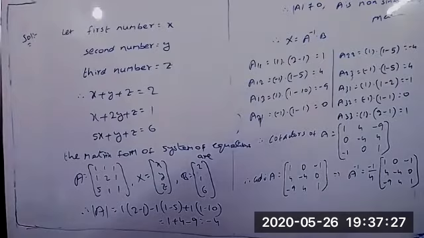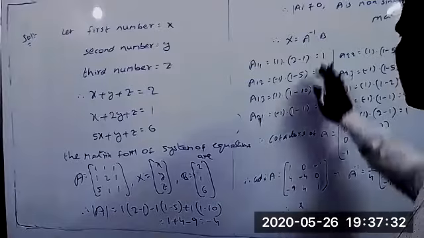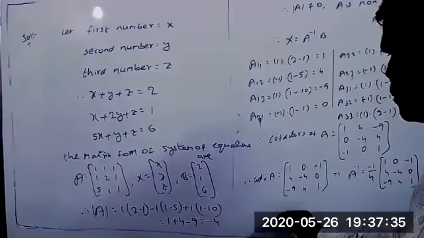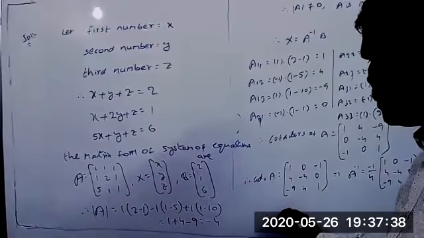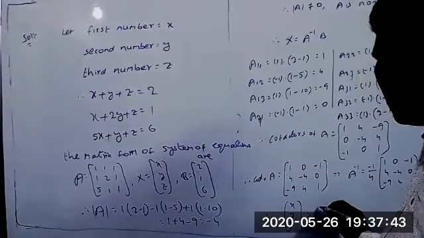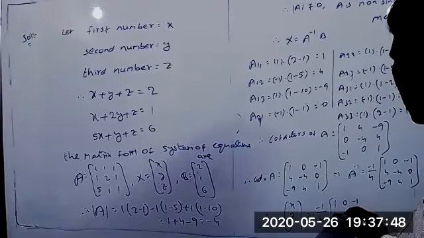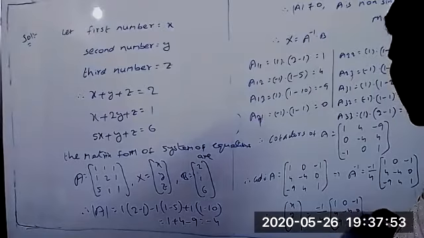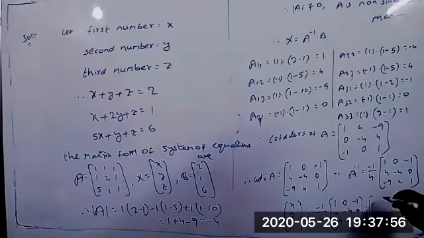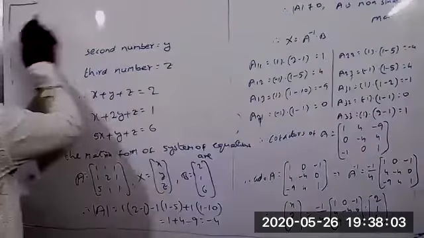Now we can find it. Therefore, X equal to A inverse into B. So we can write X, Y, Z equal to A inverse, which is minus 1 by 4 into 1 0 minus 1, 4 minus 4 0, and minus 9 4 1, into the matrix B equal to 2, 1, 6. Matrix B equal to 2, 1, 6. Now multiply both.